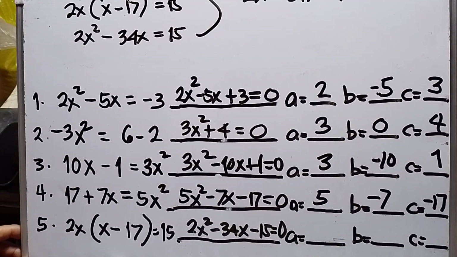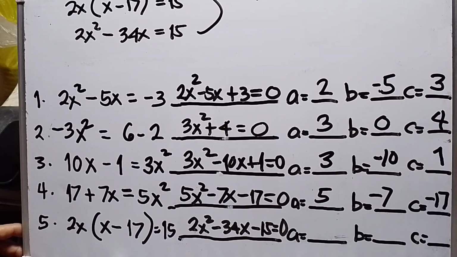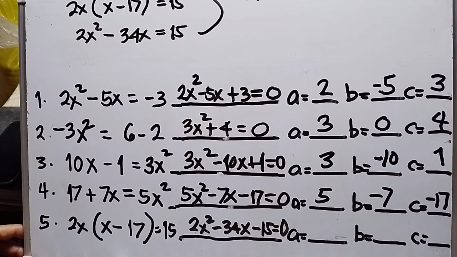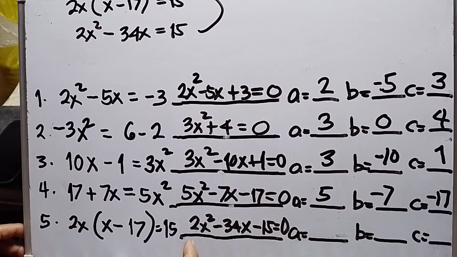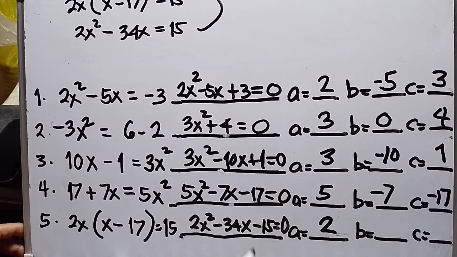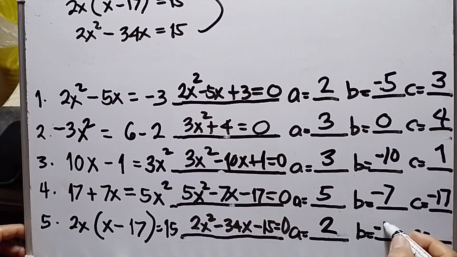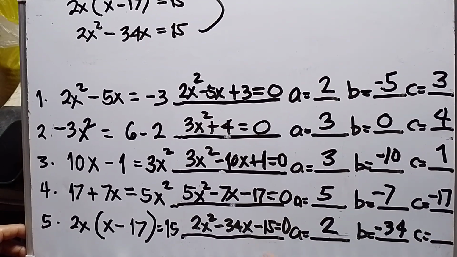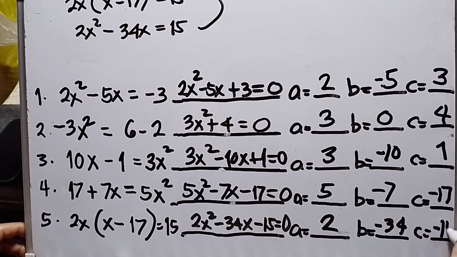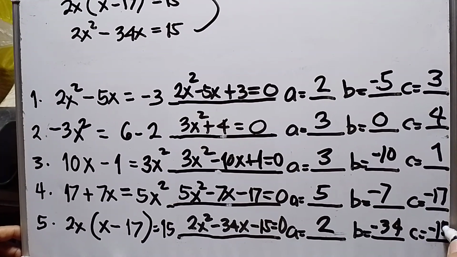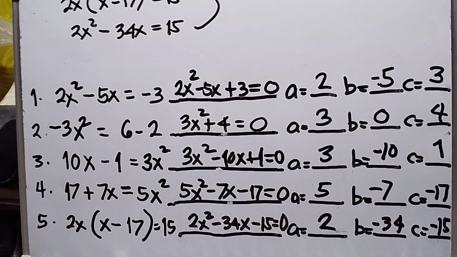Now taking the numerical coefficients of x squared, x, and the constant. So a will be 2. And then b is negative 34. And then for the constant, that will be negative 15. So that's all for this topic.